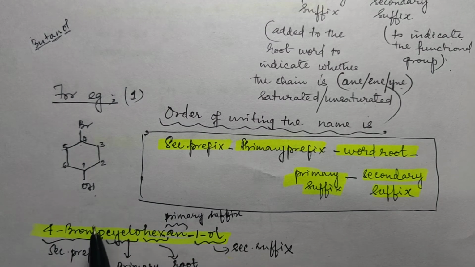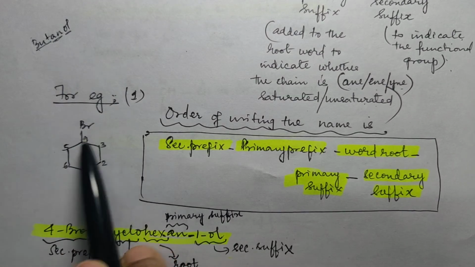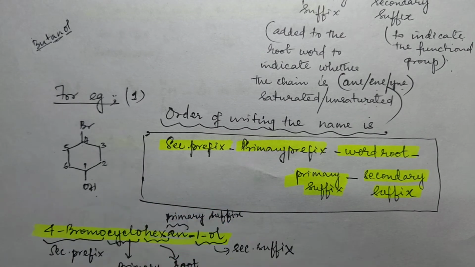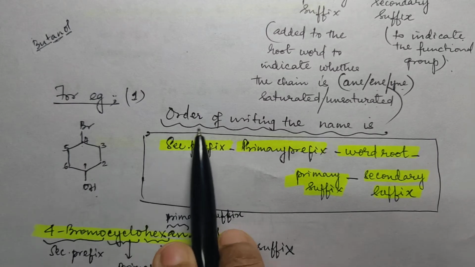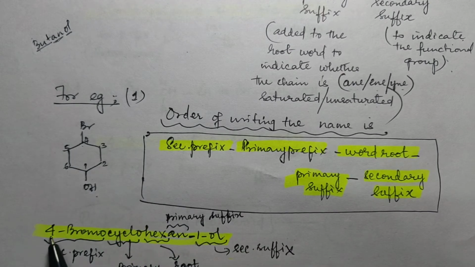Now this is your principal functional group and this will be called as a substituent here, and this bromine is attached to this cyclohexane ring. So how do you name it? You see, first you will write secondary prefix. Now secondary prefix क्या है? ये substituent है. So 4, at the fourth position what are you having? You are having bromo, cyclohex.